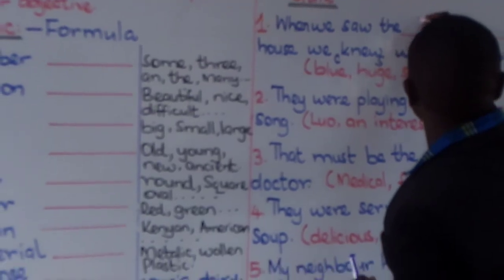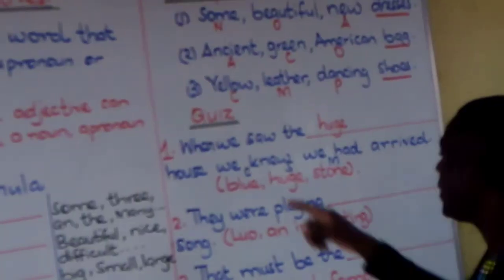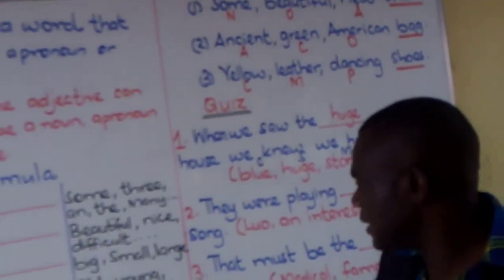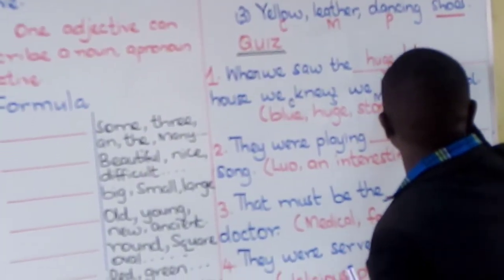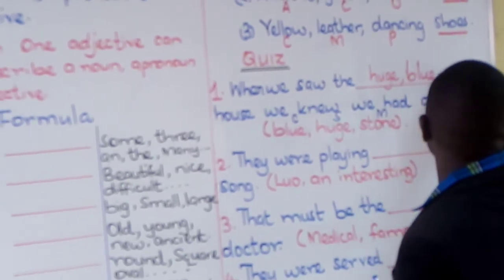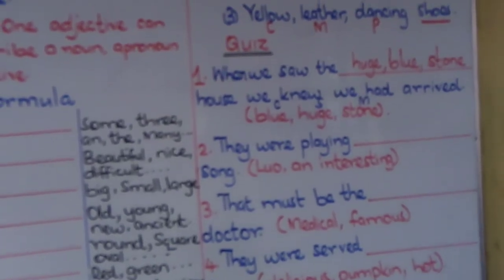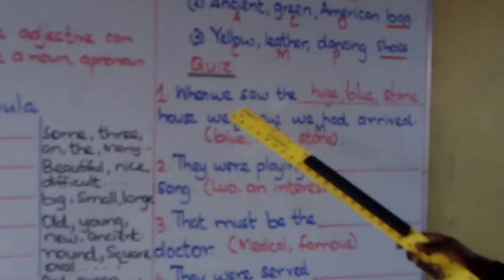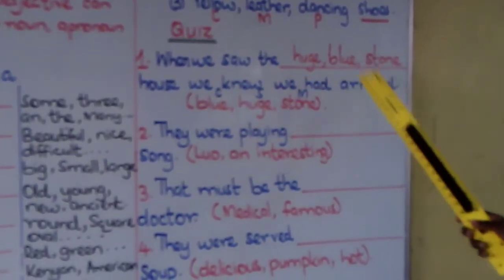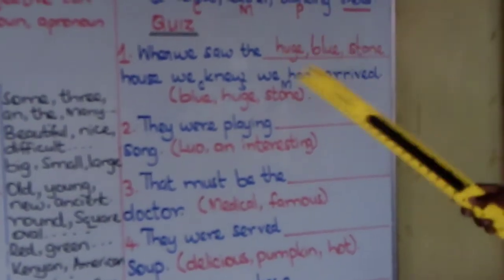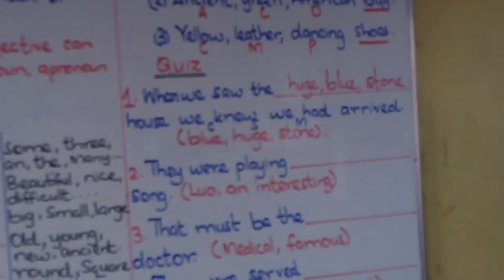And so we will write here huge. Then between color and material, which comes first? Color. Blue. Then of course, stone. So the sentence would read, when we saw the huge blue stone house, we knew we had arrived. Does it make sense? Exactly. That's a good example.